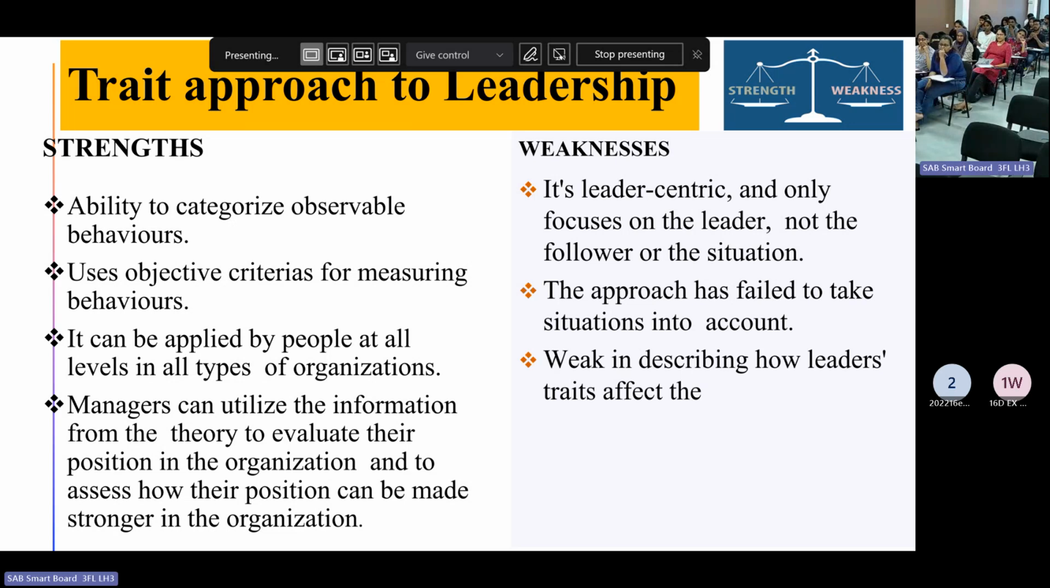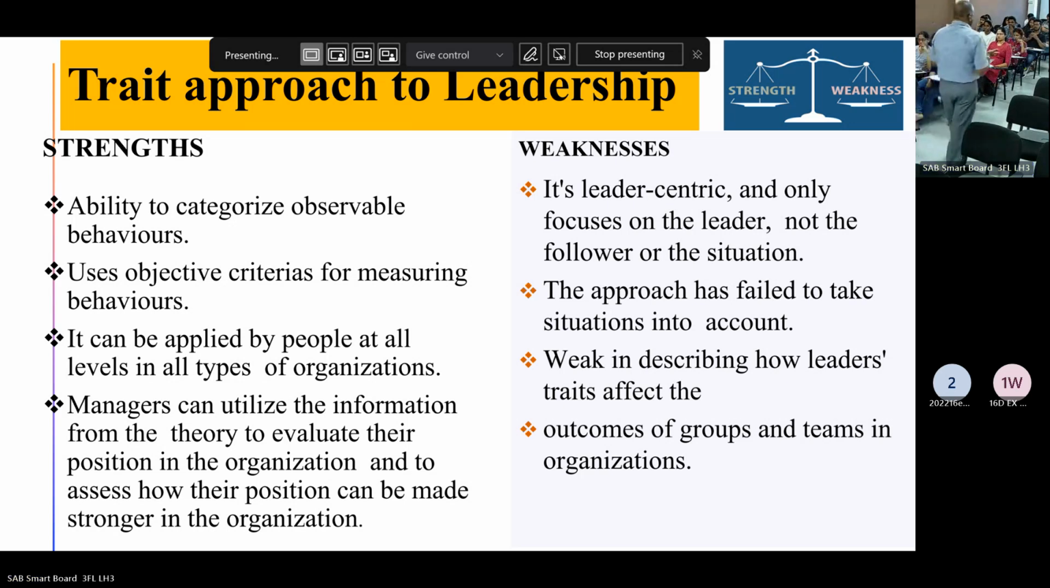Describing leaders and traits' effects on outcomes, groups and teams in the organization. These are things not considered. That's the weakness of the trait approach theory. Is it clear? Any questions, please ask. So this is the strength and weakness of the trait approach.